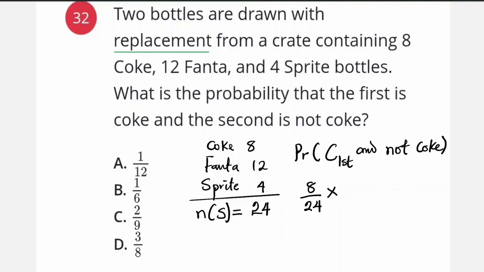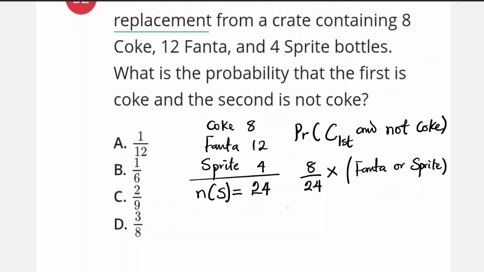Multiply by, don't forget, and not Coke. We should know that if it is not Coke, then it can be Fanta or Sprite. Let's take note of that. So if it is not Coke, then it will be others. What are the others? Either Fanta or Sprite. So probability of Fanta here is 12 out of 24. That gives us 12 over 24 plus then Sprite, which is 4 out of 24 as well.